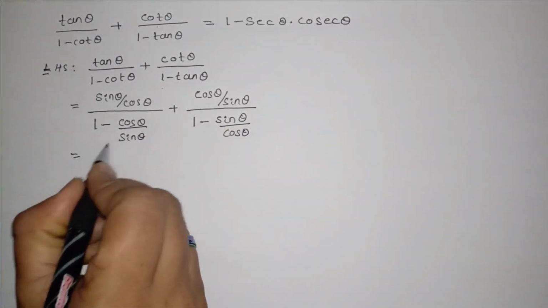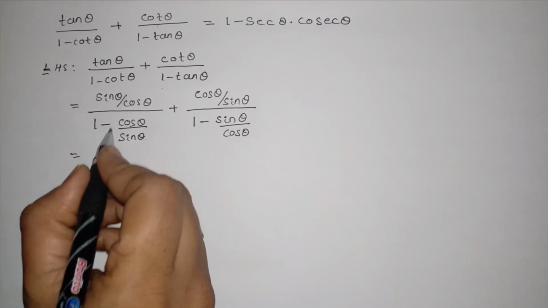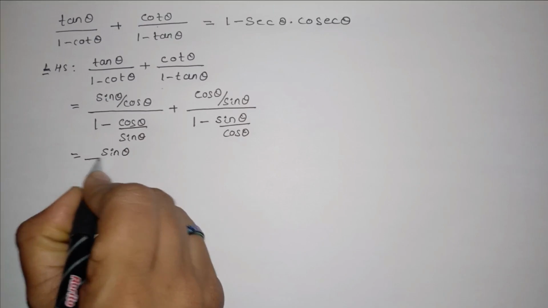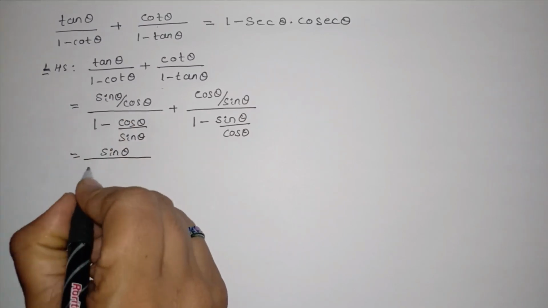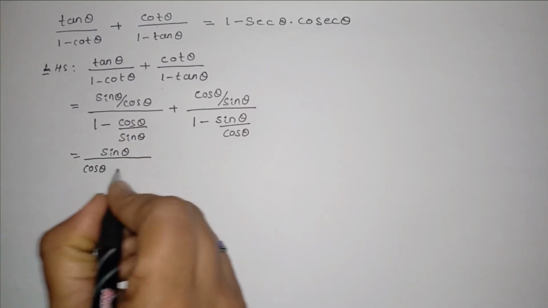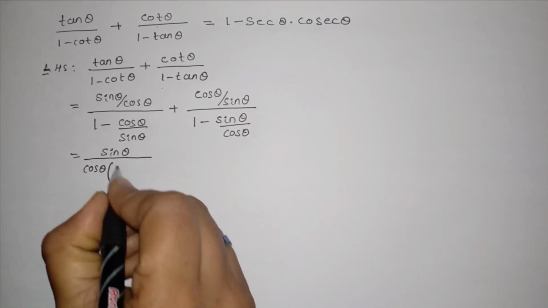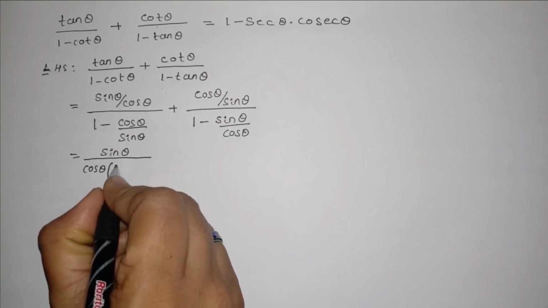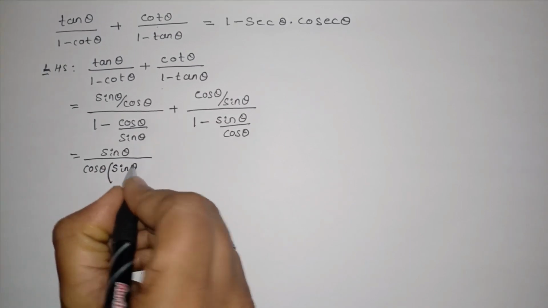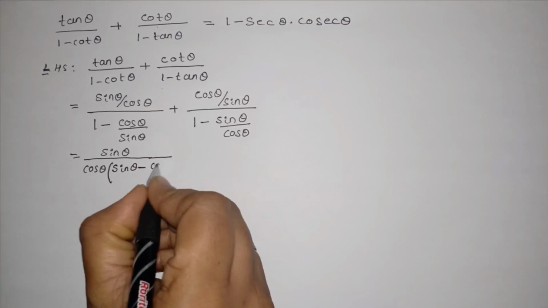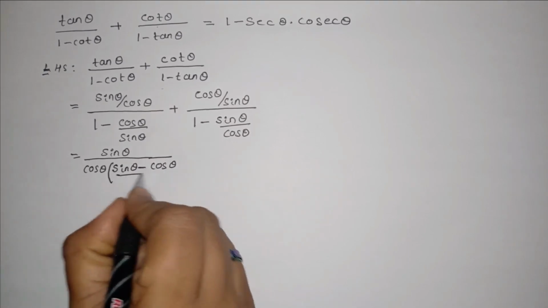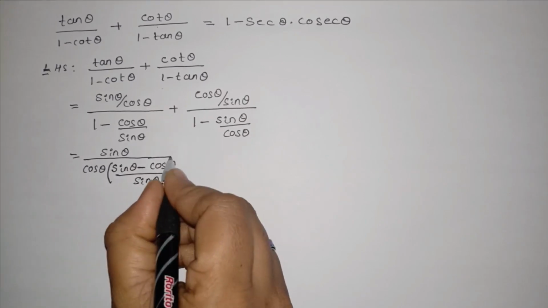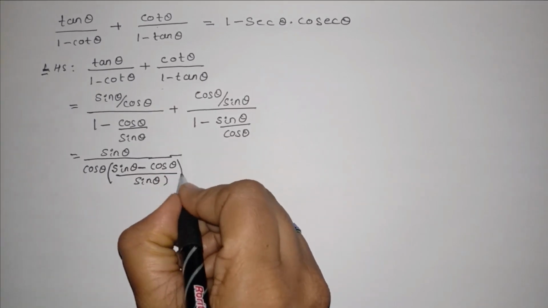First let's take the LCM of the denominator. The numerator can be written as sin theta divided by cos, and the cos will come to the denominator, so cos theta into bracket. Here the LCM is sin, so 1 into sin is sin theta minus cos theta divided by sin theta. Bracket complete.